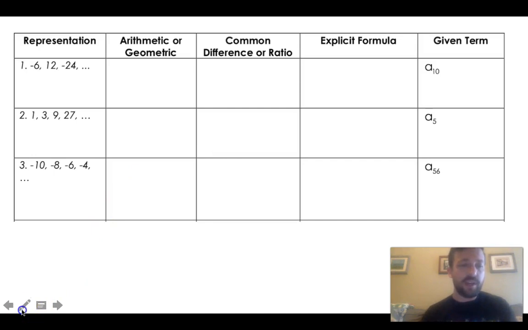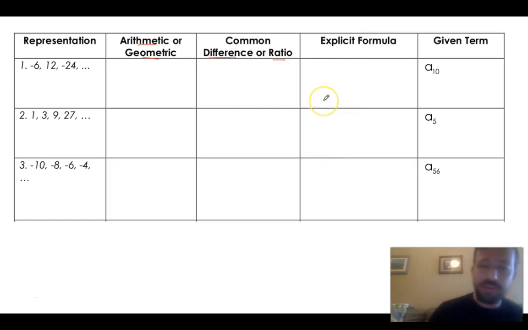Okay, so I give you a bunch of sequences, and I just ask you to determine if they're arithmetic or geometric. Then determine if they have a common difference, which would mean that they're arithmetic, or if they have a common ratio, which would mean they're geometric. Then find the explicit formula for them. Notice I do not ask you for the recursive formula. I'm not a big fan of recursive formulas, having to know the previous term to get the next term. Explicit formulas are a lot easier to deal with because it's much easier to find a certain term, which I then ask you to do.